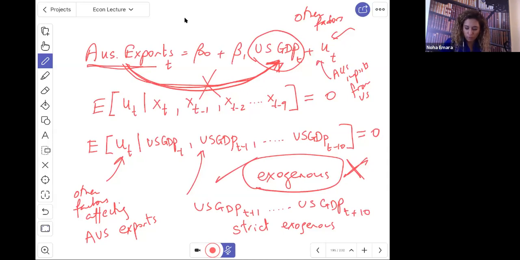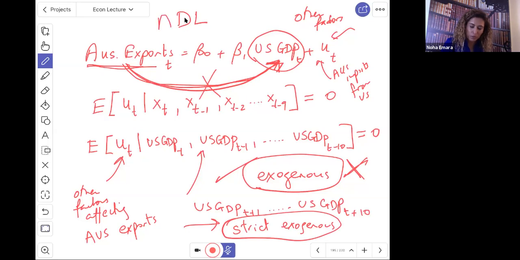And the future of US GDP is also not affected by the Australian imports from us. So if you can make this argument, then you're good to go to start estimating the model by the distributed lag model. If I add to this model the past and the future, we call it the augmented distributed lag model, ADL. ADL includes the past and the future.